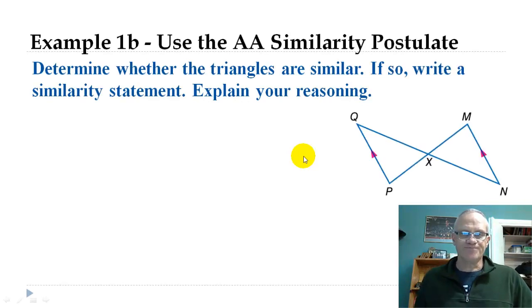All right, how about this one? Now we want to see if these are similar. Okay, this gives us some new problems here. Well, think back to some things that we've learned before. The first thing that you might notice here is you've got two lines that cross. That forms, remember, two vertical angles.